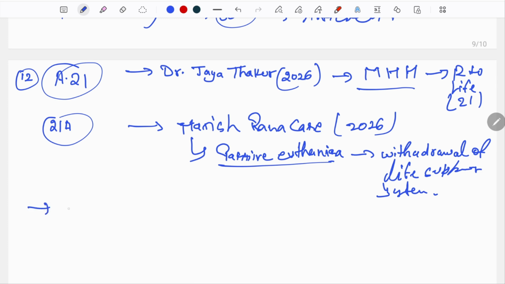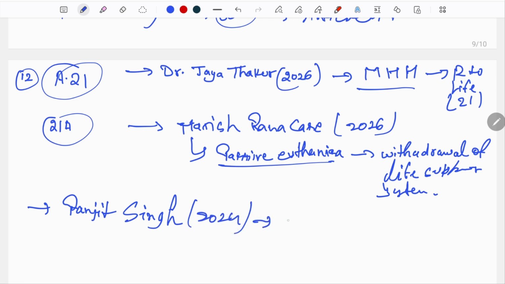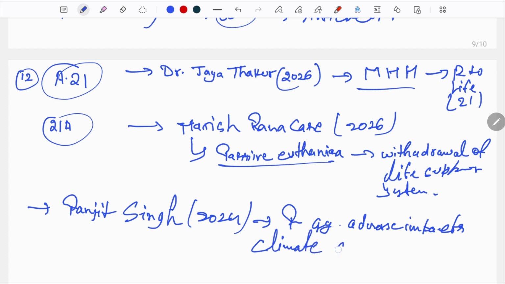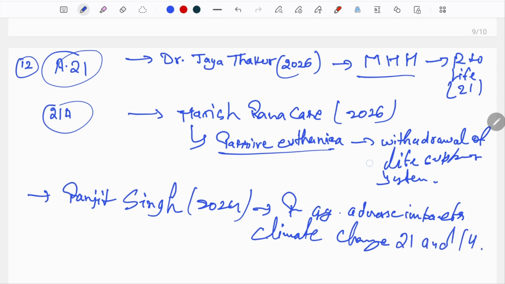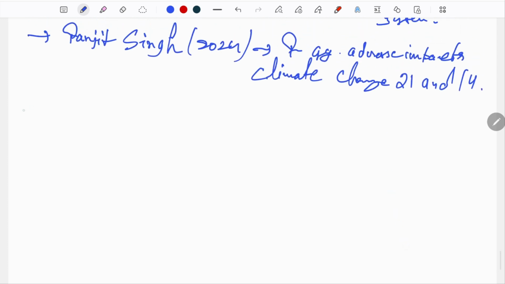Another important judgment is the Ranjit Singh case of 2024, which is the right against adverse impacts of climate change. It comes under Article 21 and 14. Moving on to the next one, that is about Article 19 and 25.